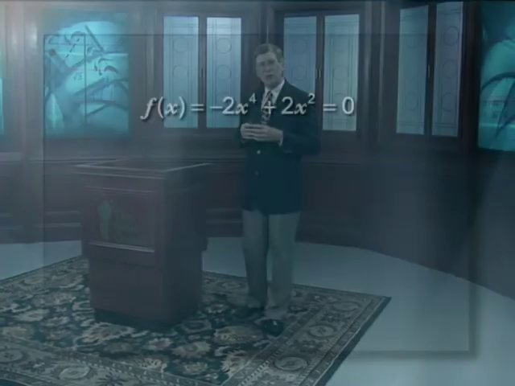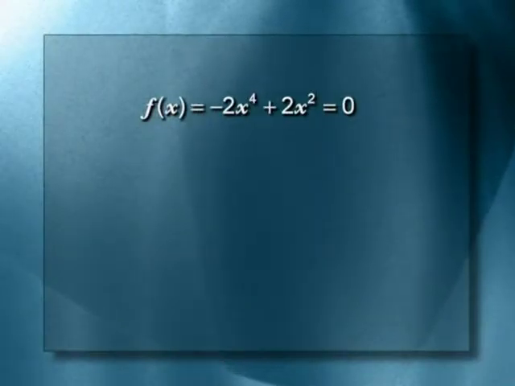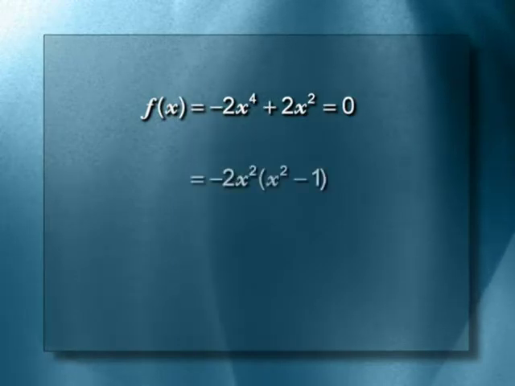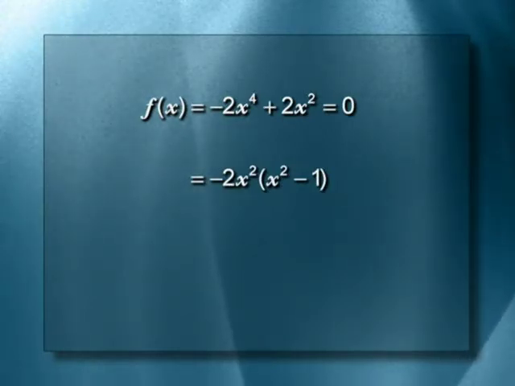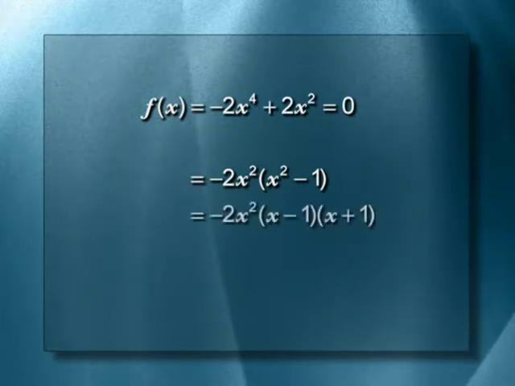Let's talk about a fourth degree polynomial and talk about its root structure or its structure of zeros. How about the polynomial minus 2x to the fourth plus 2x squared? Let's find its zeros. Well, we factor it, and we get, let's factor out the term minus 2x squared, and then we're left with the quantity x squared minus 1. And then we can factor x squared minus 1 into x minus 1 times x plus 1.